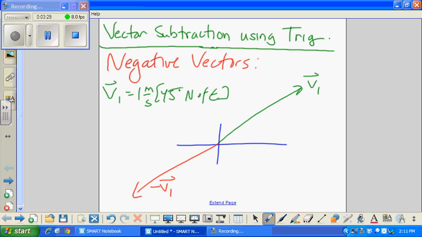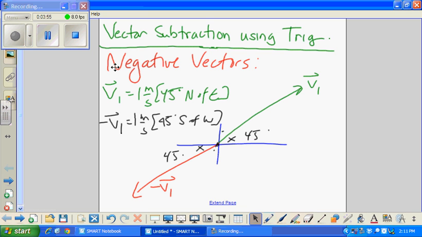And as far as the angles are concerned, if you think back to grade 9 opposite angle theorem, you know this angle and this angle are going to be the same, just like those two are going to be the same. So if this is 45 degrees, this is 45 degrees. So negative v1 then equals 1 meter per second. You never change, you never make a negative sign. 45 degrees south of west. Just making a little connection here. These are the same, these are the same, those are opposite, those are opposite.